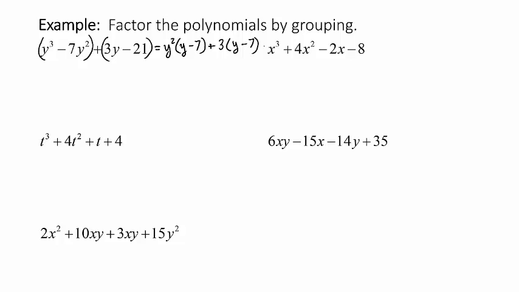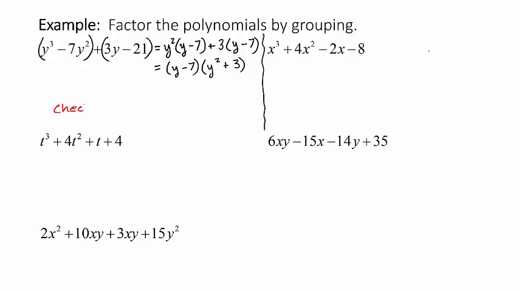Now I look at this expression, y squared times the quantity y minus 7 plus 3 times the quantity y minus 7, and I notice that y minus 7 is common to both of the terms, right? So I'm going to pull out y minus 7, and what will remain is y squared plus 3. So fully factored, we have the quantity y minus 7 times the quantity y squared plus 3.